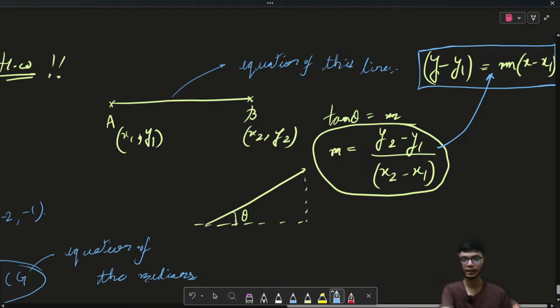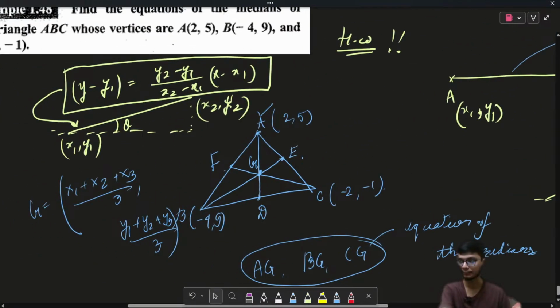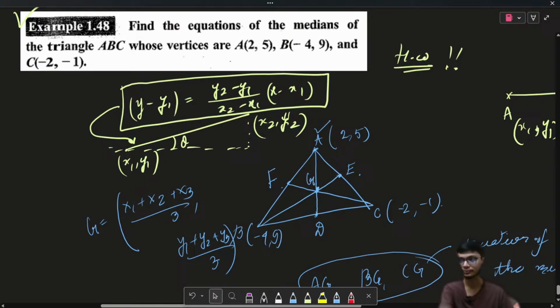So by using this particular form, you can easily find out the equation of the median. I hope this is clear to all of you.